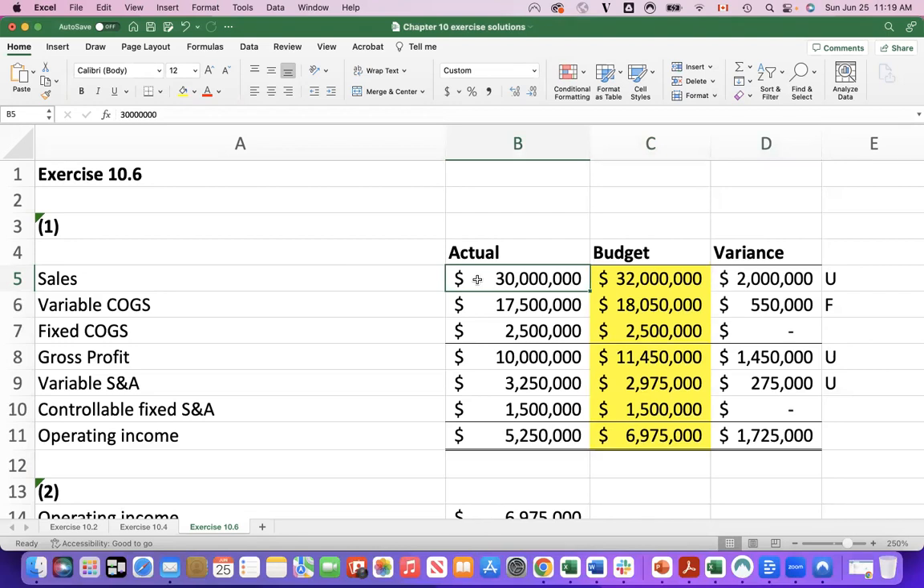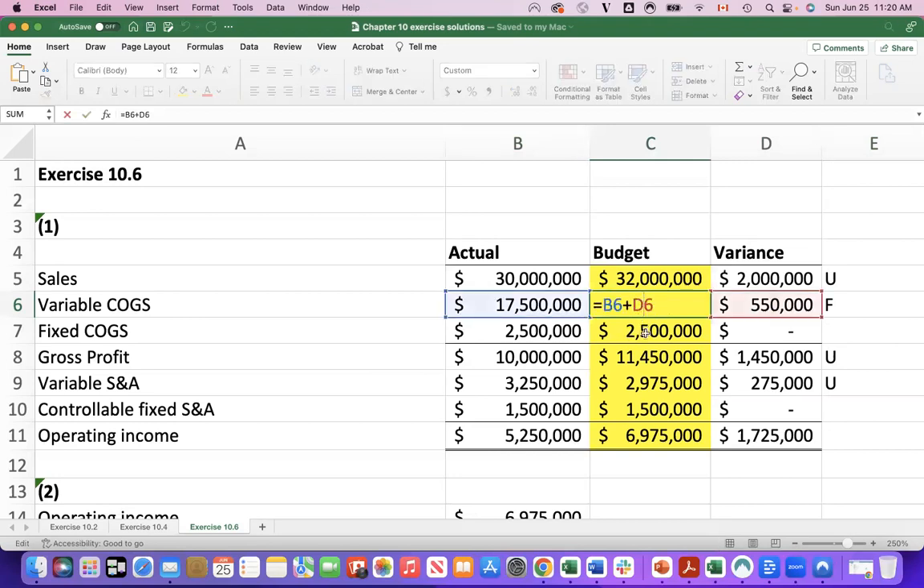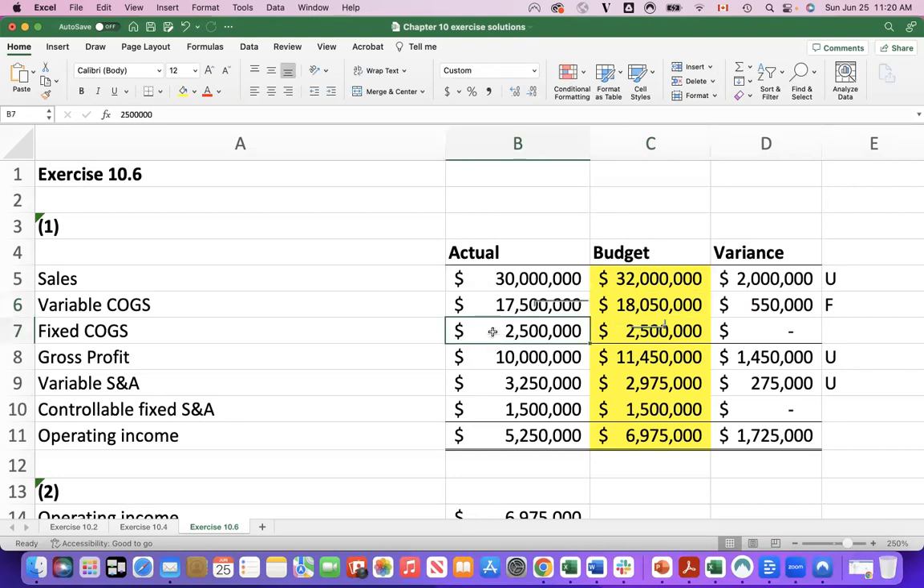For variable cost of goods sold, actual results were 17,500,000. They said there was a $550,000 favorable variance. So that means we must have come in under budget. Remember, with expenses, for there to be a favorable variance, the actual amount is less than the budgeted amount. So we must have budgeted 18,050,000 for variable cost of goods sold, our actual plus that variance. That's how I came up with the 18,050,000. Fixed cost of goods sold, they said, was 2.5 million, and there was no variance, so we must have budgeted 2.5 million, hence there's no variance.